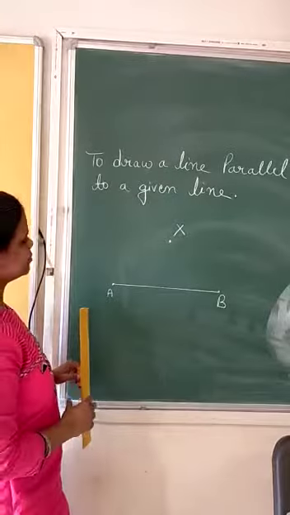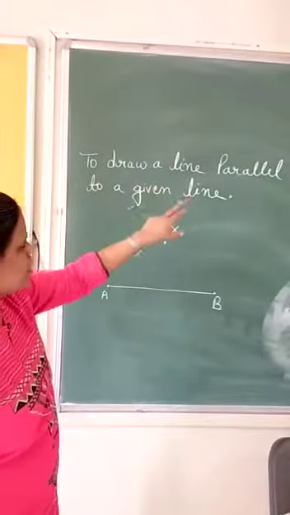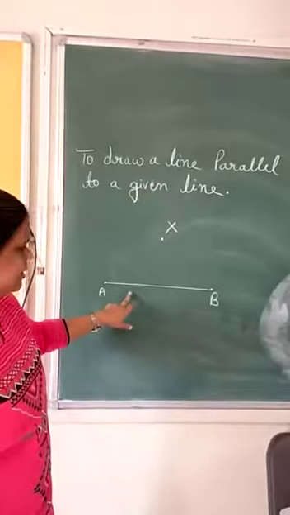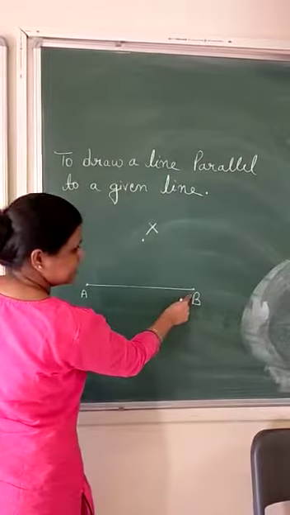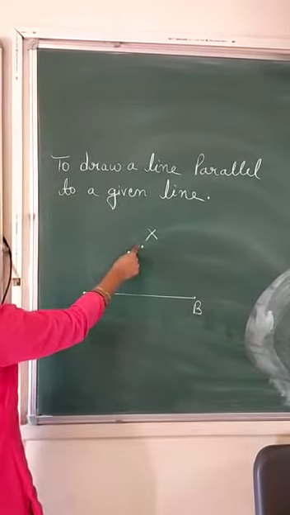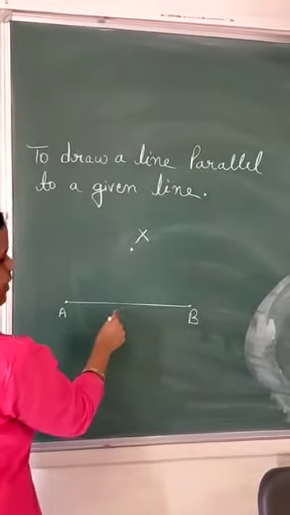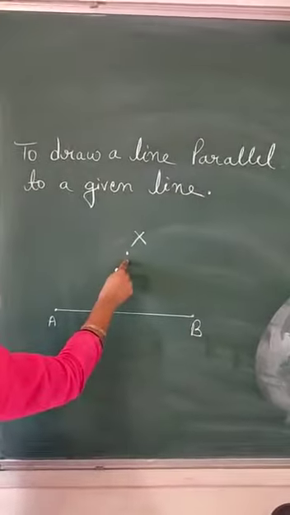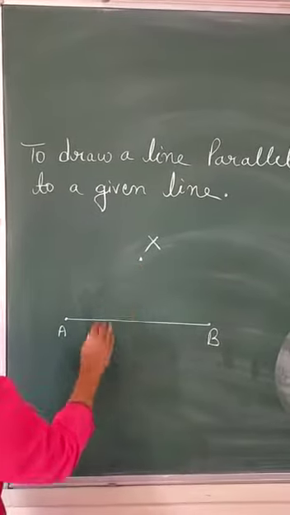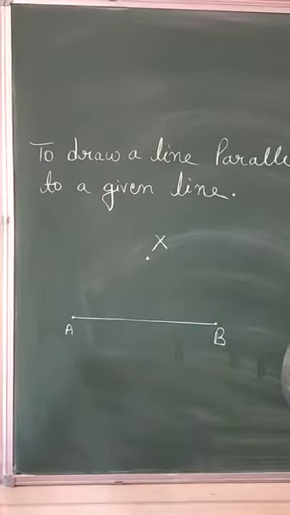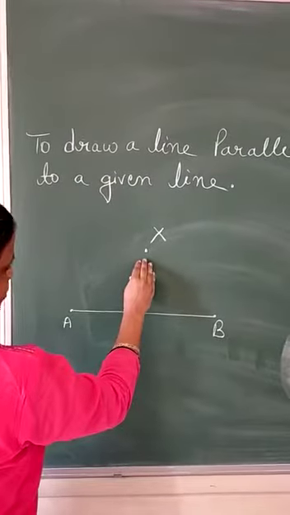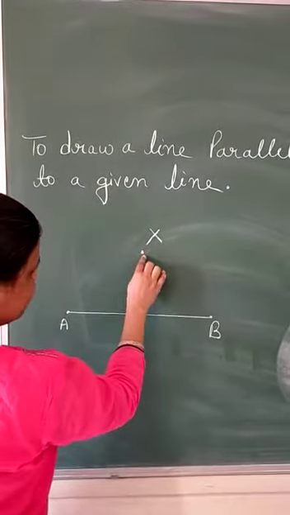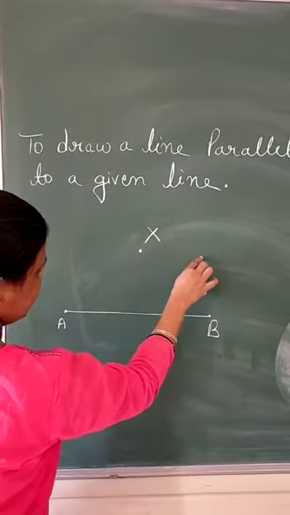Good afternoon, children. Today we will discuss how to draw a line parallel to a given line. Suppose the given line is AB and X is a point which is not lying on this line AB. X is a point in the outer part of this line. Now you have to draw a line parallel to AB which goes through the point X.